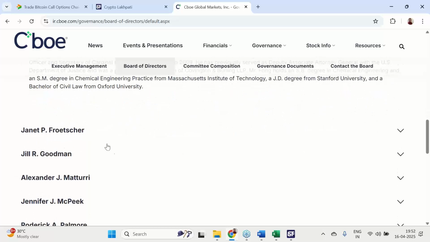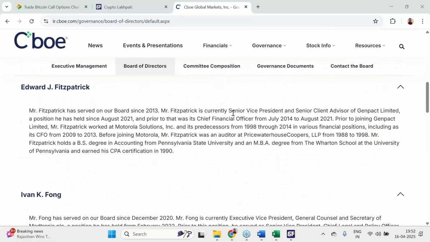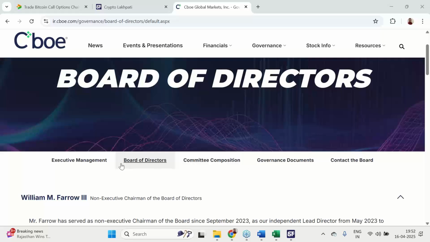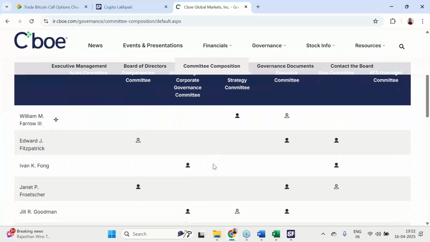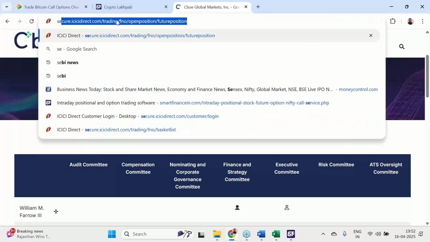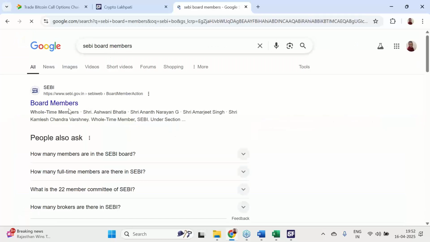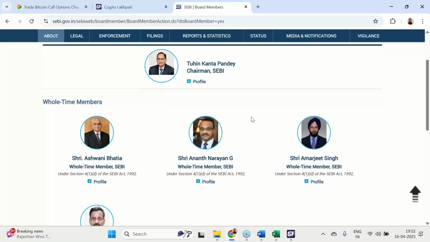They worked, their research, their qualifications, everything, and management degree with respect to board of directors, executive governance document. So all these committee compositions, everything you will get it here. Who is what you will get. This is CBOE. Now we go for SEBI members. SEBI board members. We are biggest. What is what we are? We are biggest people in this.